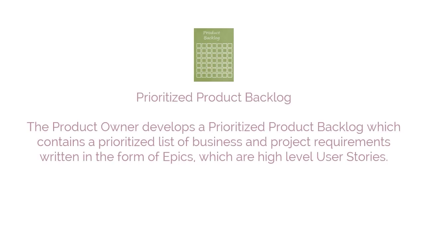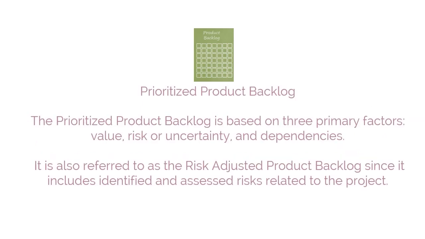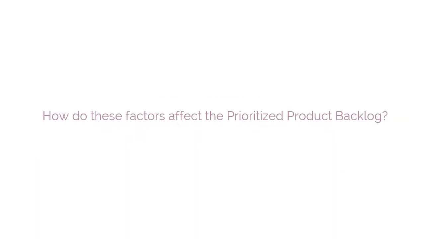Prioritized product backlog. The product owner develops a prioritized product backlog which contains a prioritized list of business and project requirements written in the form of epics, which are high-level user stories. The prioritized product backlog is based on three primary factors: value, risk or uncertainty, and dependencies. It is also referred to as the risk-adjusted product backlog, since it includes identified and assessed risks related to the project. Let's examine each of the factors and understand how they affect the prioritized product backlog.